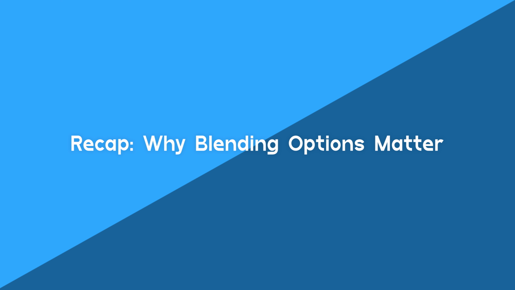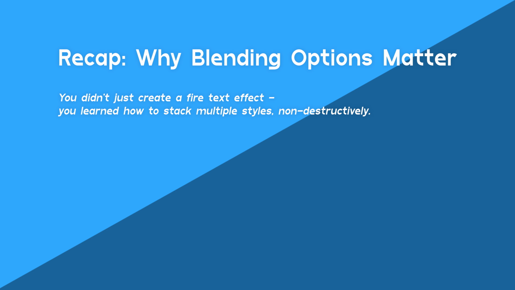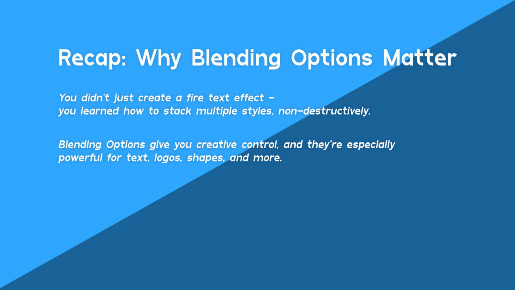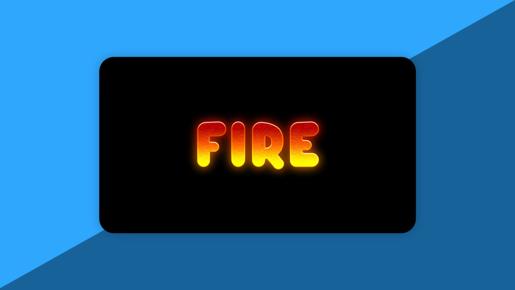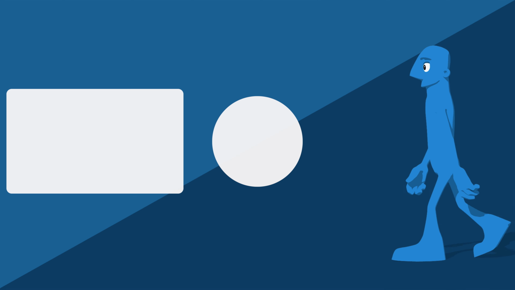Recap, why blending options matter. You didn't just create a fire text effect, you've learned how to stack multiple styles non-destructively. Blending options give you creative control, and they're especially powerful for text, logos, shapes, and more. With just a few clicks, you can add depth, create lighting, and add texture. And the best part? You can always go back and edit blending options to suit your needs. This project has been a huge win, and a foundational skill you'll use again and again. So, the final question is, are you ready for the next lesson?